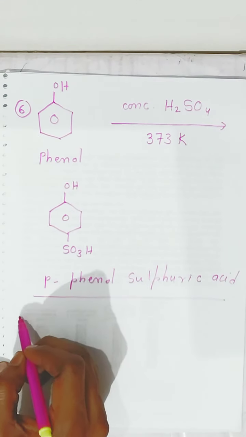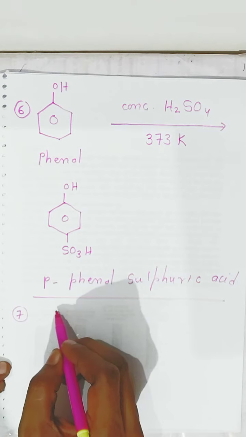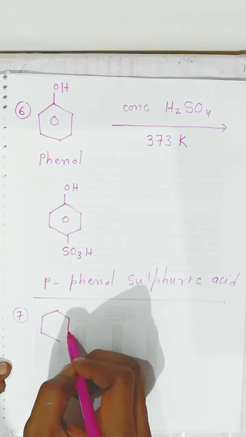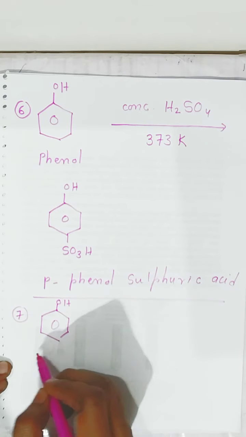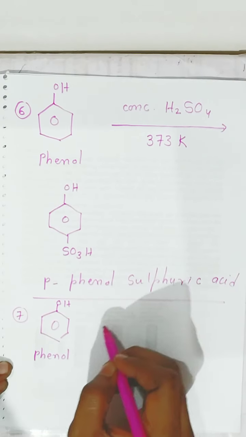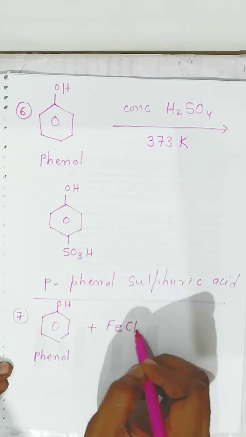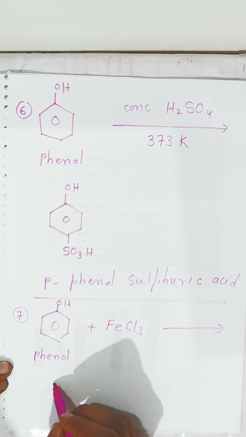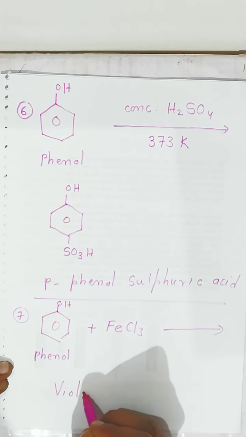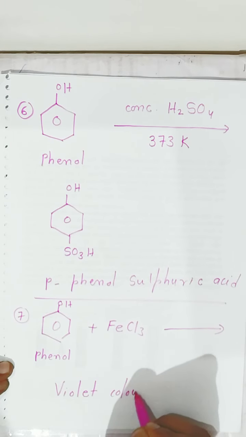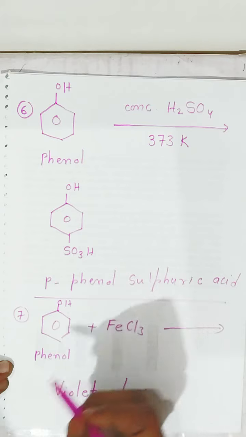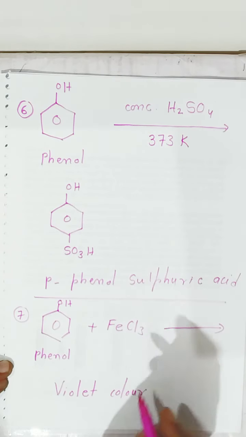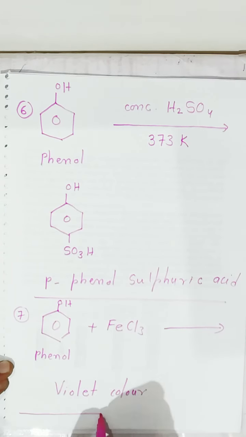Now, students, the seventh reaction. This is the last reaction, students. This way we can identify between alcohol and phenol. This is the phenol. If you add FeCl3 and you get a violet color, that means phenol is present. If it is not giving a violet color, that means phenol is absent. So this way we can identify between alcohols and phenols. So this is a very important reaction, students.